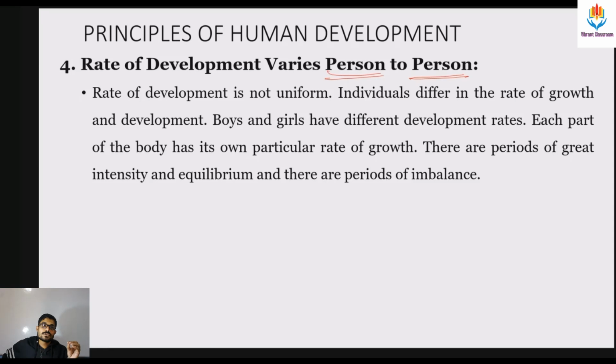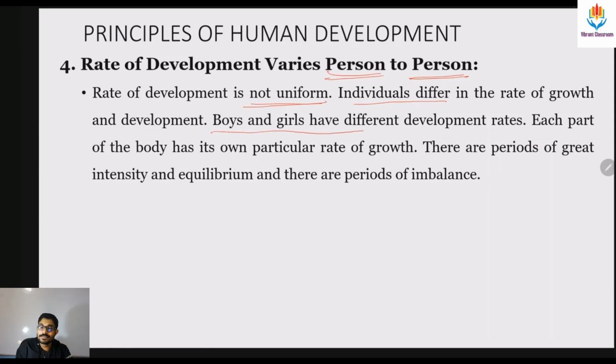That means some individuals differ in their physical conditions, some in their mental conditions, some in their emotional structures. So in different psychological aspects, we find differences. Even identical twins are different in different aspects. So the rate of development is not uniform. That means it is not equal in every individual on earth. So individuals differ in the rate of growth and development.